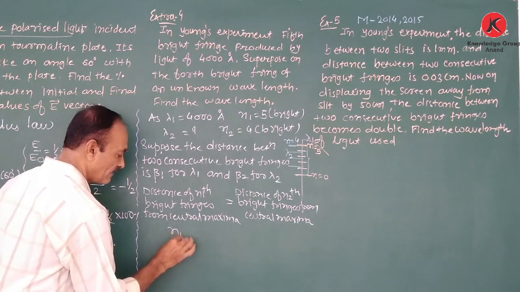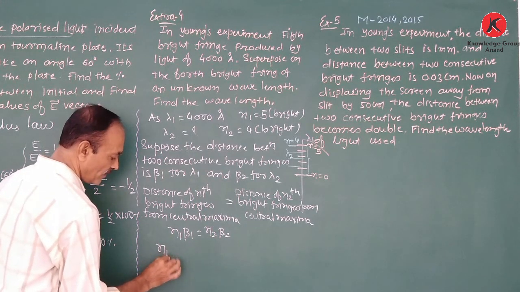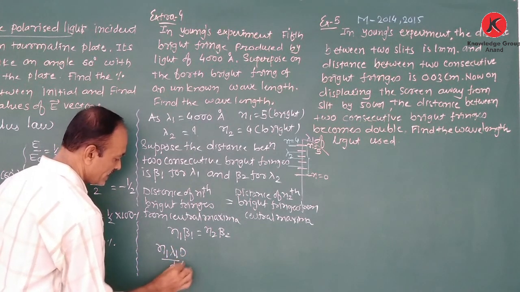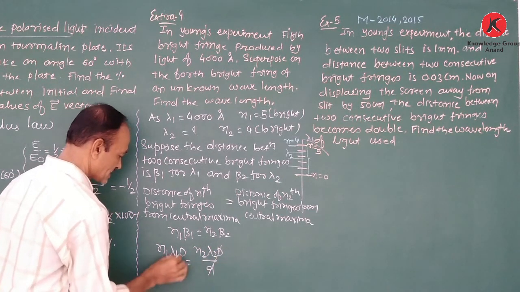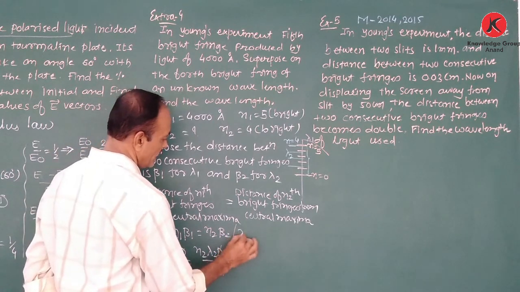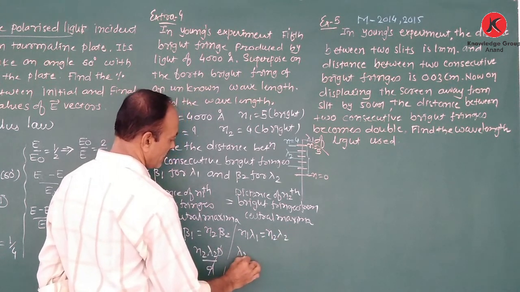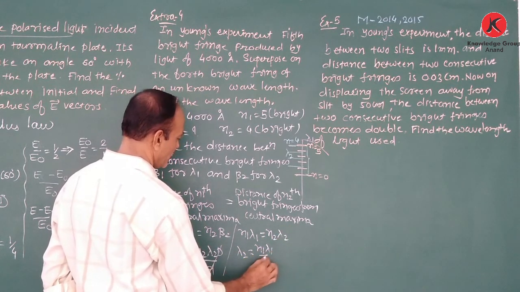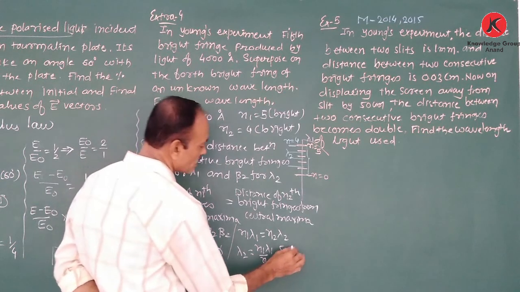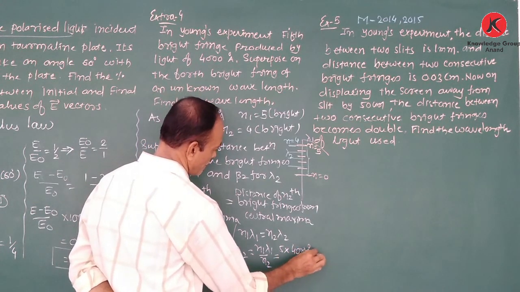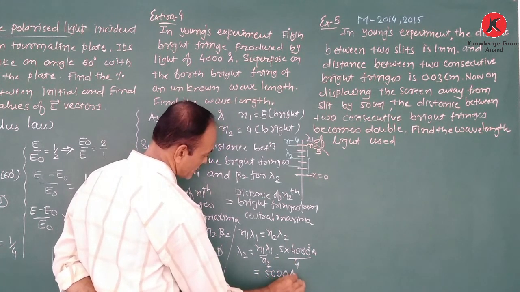Therefore, n1 beta 1 is equal to n2 beta 2. Therefore, n1 lambda 1 d upon small d is equal to n2 lambda 2 d upon small d. That is cancelled. Therefore, n1 lambda 1 is equal to n2 lambda 2. We require the lambda 2. n1 lambda 1 upon n2: 5 into 4,000 angstrom upon 4. Therefore, lambda 2 is 5,000 angstrom.